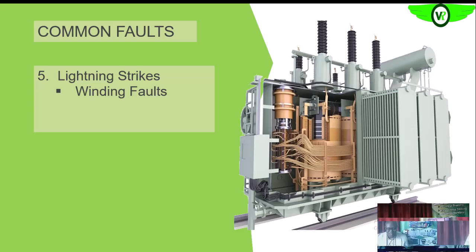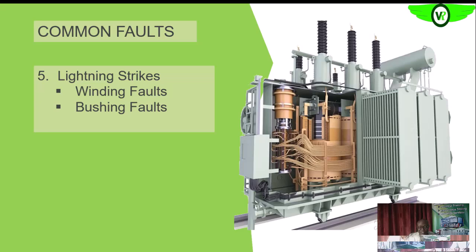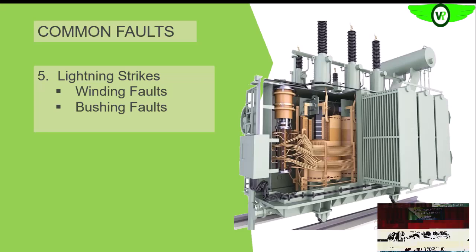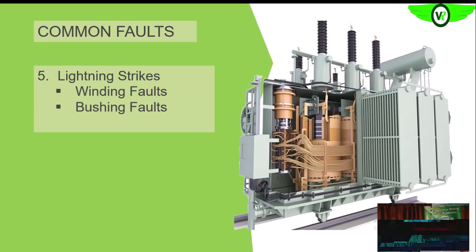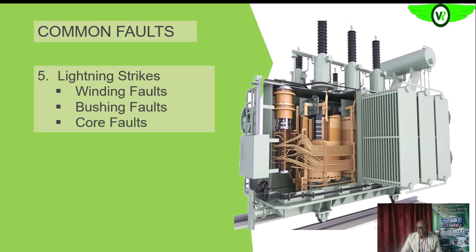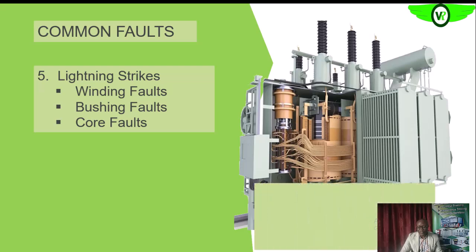So like we said before, it can result in winding faults. It can even result in bushing faults. Remember, the bushings are designed to withstand a level of voltage pressure. Beyond it, it will break down the insulation of the bushing. And of course, the core, since the insulating material between the winding and the core has been broken, it can result in core problems in the transformer.